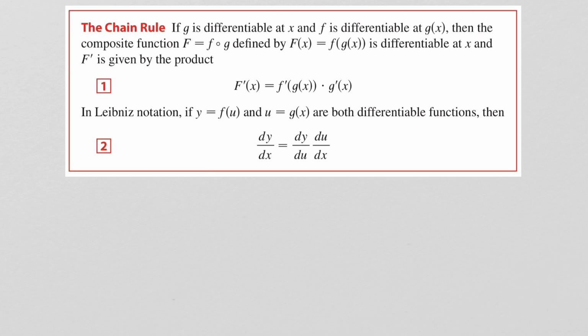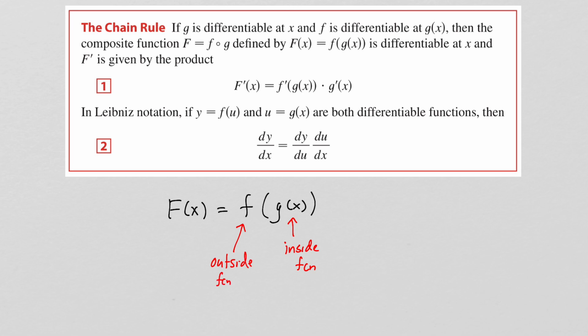To be completely honest, both of these notations can be a little bit confusing in the beginning. So I want you to think of the chain rule in a slightly different way. If capital F of x is equal to f of g of x, I want you to think of g of x as being the inside function, and f is the outside function. And then when we go to take the derivative, we'll make reference to the words inside and outside.